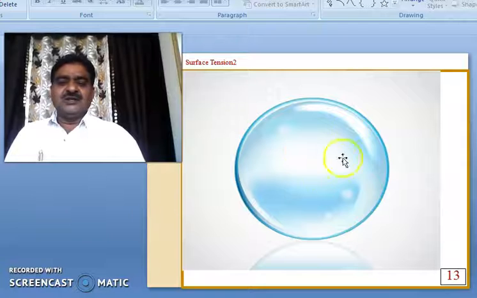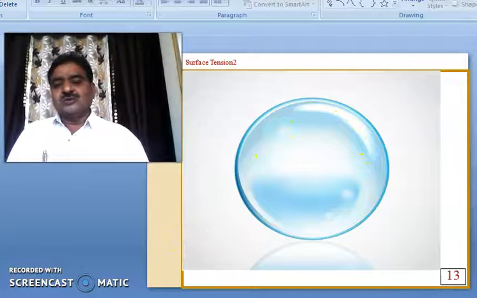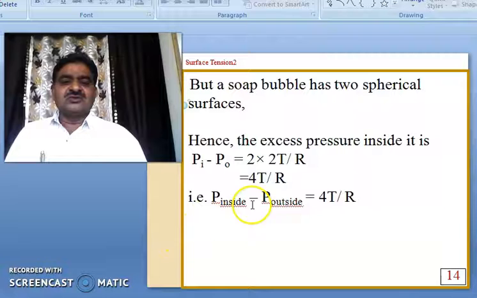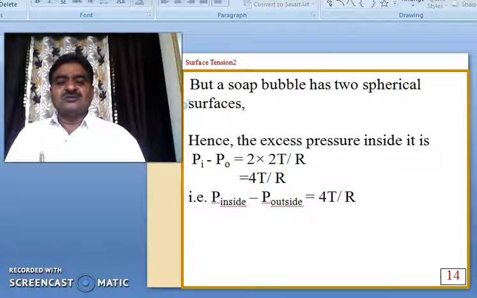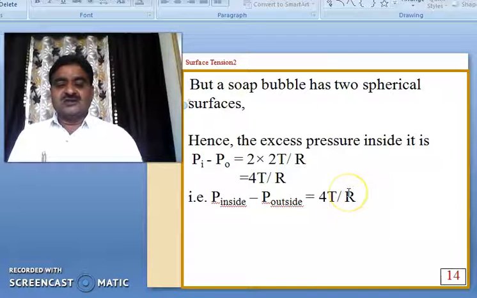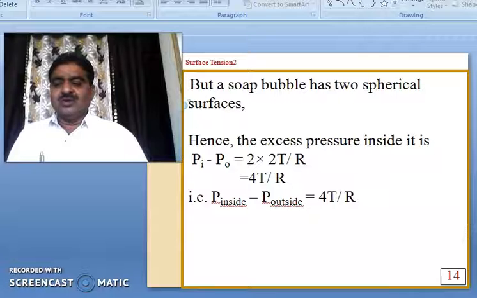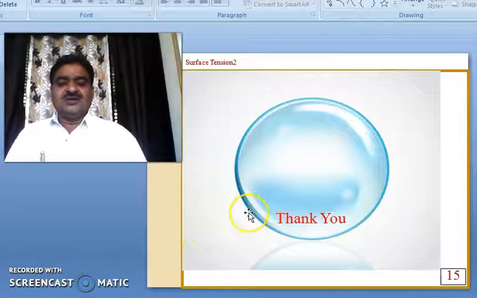In the same way, in the case of a spherical bubble, as a bubble is not a single surface but has a double layer, the excess pressure inside the spherical bubble is 2 times the excess pressure inside the liquid drop. Therefore, it is 4 times T by R. So P inside minus P outside is equal to 4T by R in the case of a soap bubble. So remember this point. Thank you.